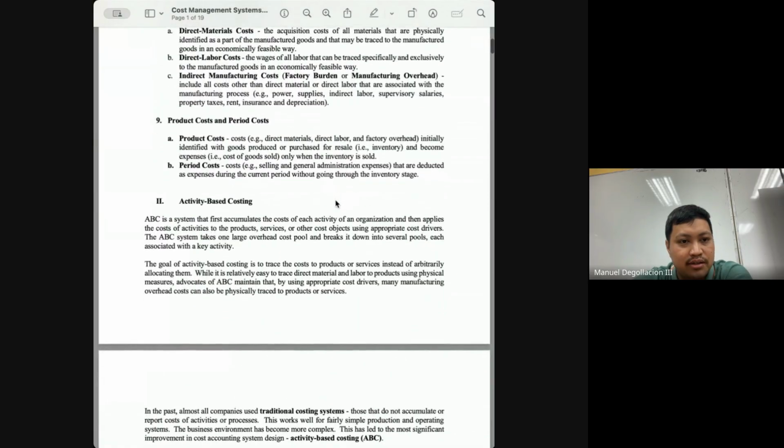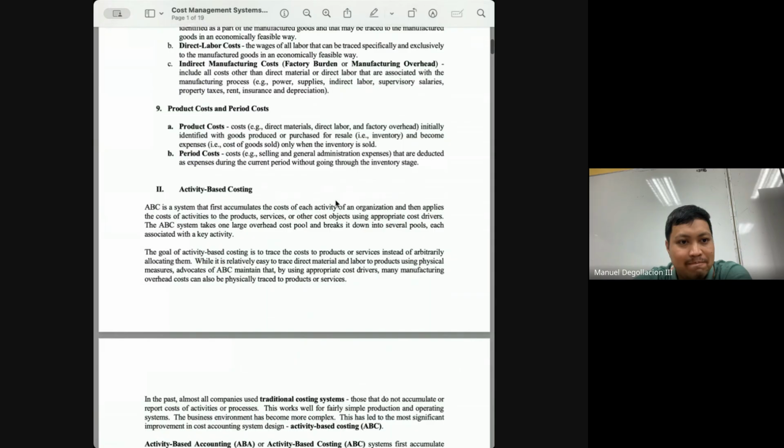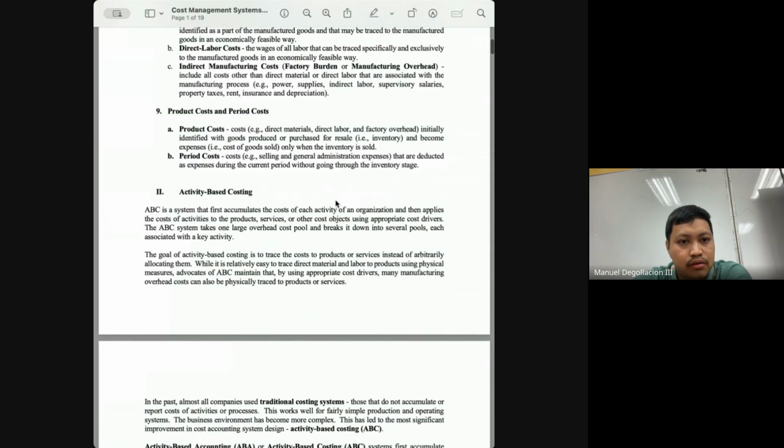Now, for ABC, or activity-based costing, again, the first thing to do here is to accumulate the cost for each activity and then apply the cost of activities to the products based on your cost driver. So instead of just having one cost pool, class, you segregate your costs into different pools that are based on certain activities. So basically, this is different from the traditional, class. It's because under traditional, you only have one cost pool. But for your activity-based costing, you will have several cost pools.